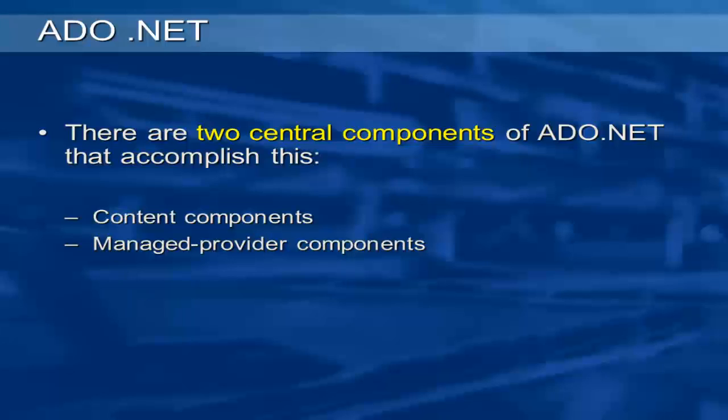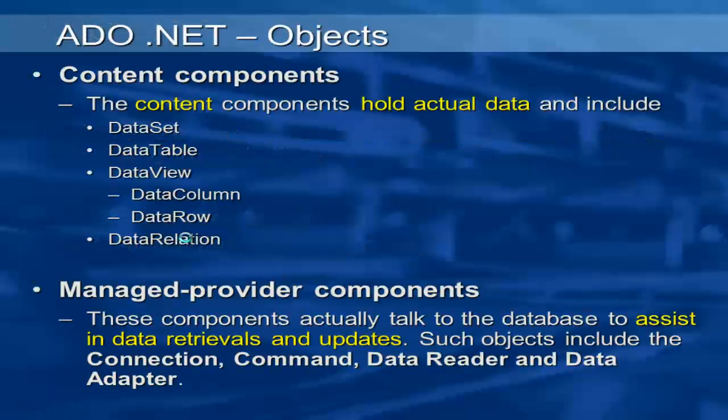ADO.NET consists of two major components. One is called the content components, the other one is called the managed provider components. So when you look at ADO.NET, you end up getting two separate categories of classes. One set of classes belongs to the content component, the other set of classes are called the managed provider. What are these content components and what are these managed providers?